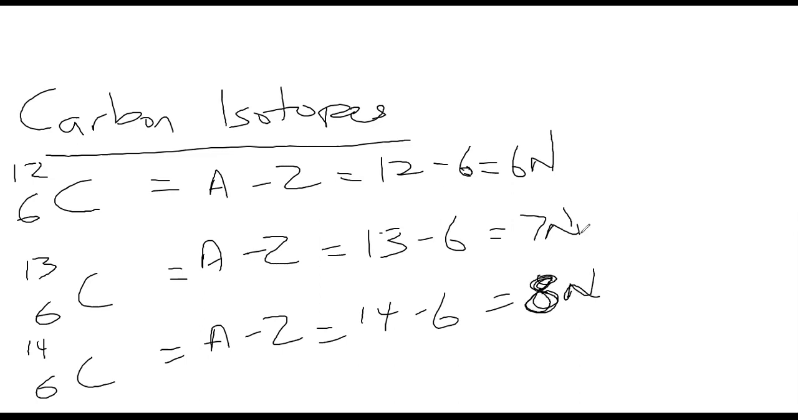So you have one with 6, one with 7, and one with 8. Now all of these are used for different purposes. C12, C13, C14 are all for carbon dating, but for different aspects. So that's another example of isotopes. They have the same atomic number but different mass number. They have the same bottom number but different top number, which means that your neutron number is going to be different. Everybody okay with that so far?